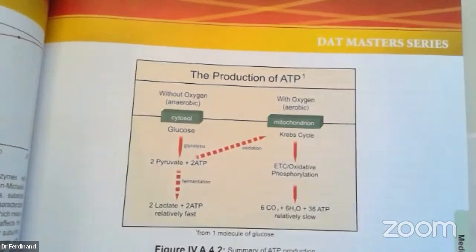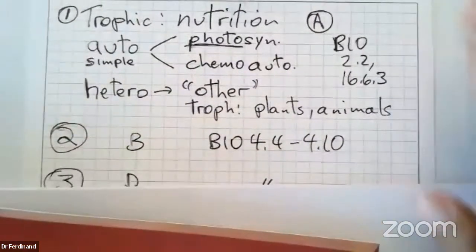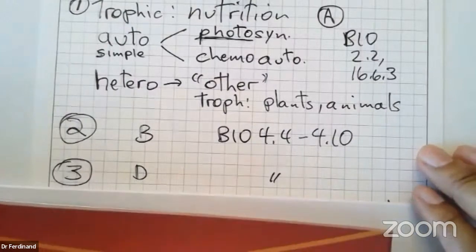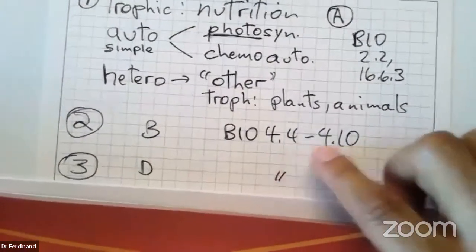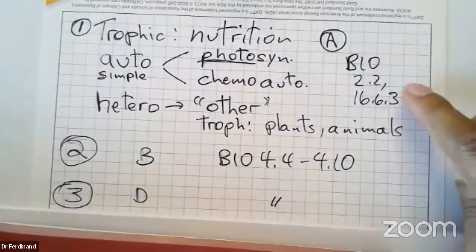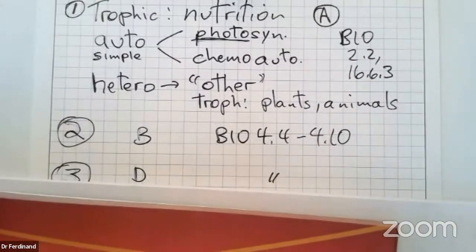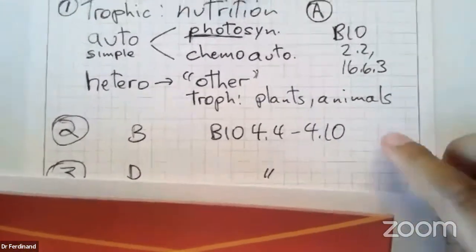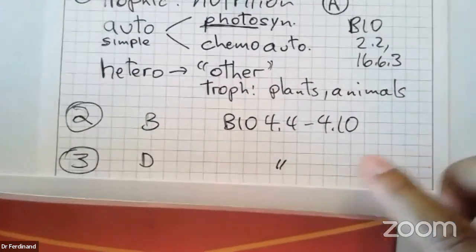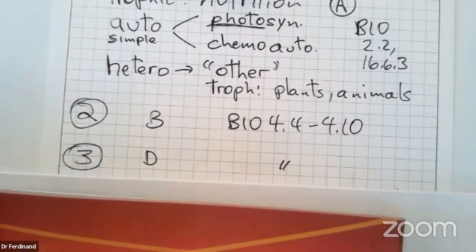Okay, so I believe that's enough for question number 2. Unless there are any questions, we'll move into question number 3. I also put here cross references, if anybody happens to own the Master Series book. Details are provided for the first question in biology, section 2.2, that means chapter 2, and 16.6.3, that means chapter 16. And for respiration, metabolism, biology 4.4 to 4.10, and that's going to be the same for question number 3.